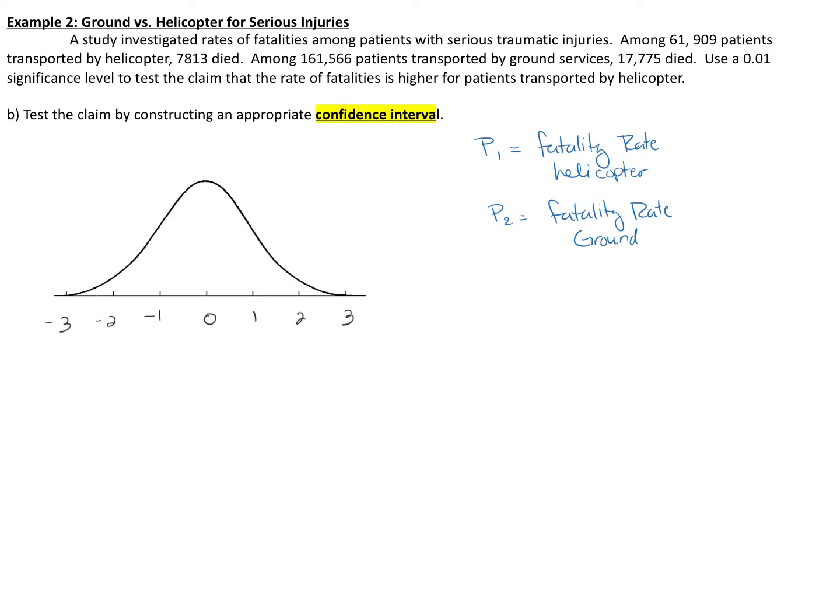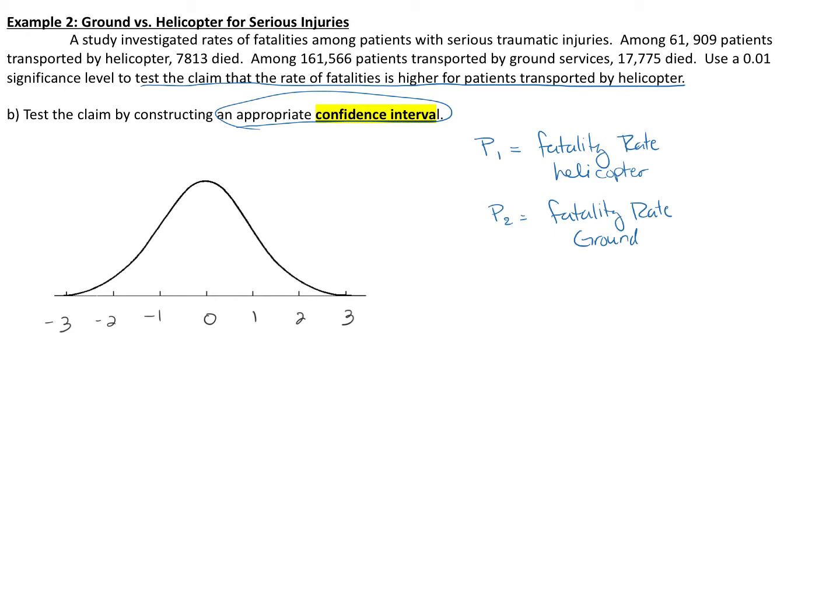This is a continuation of example 2. This time we're going to test the claim that the rate of fatality is higher for patients transported by helicopter by building an appropriate confidence interval. Just to remind us, P1 represents the fatality rate for those transported by helicopter, and P2 represents the fatality rate for those transported by ground.